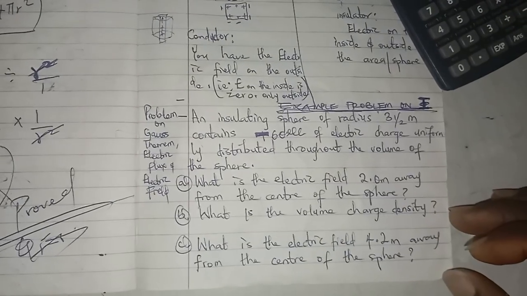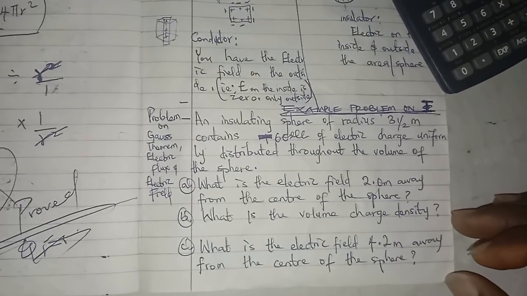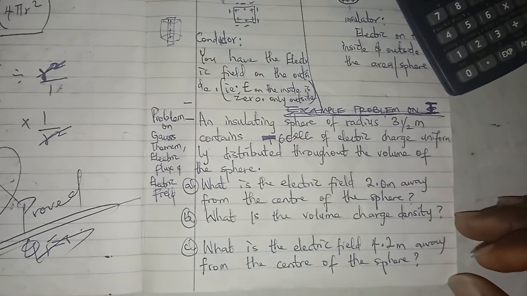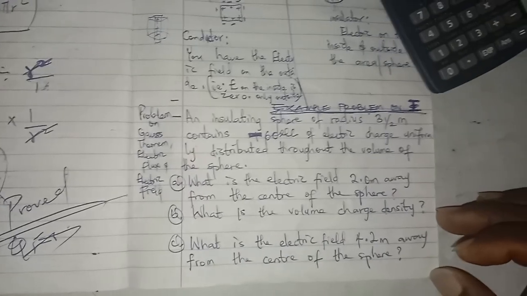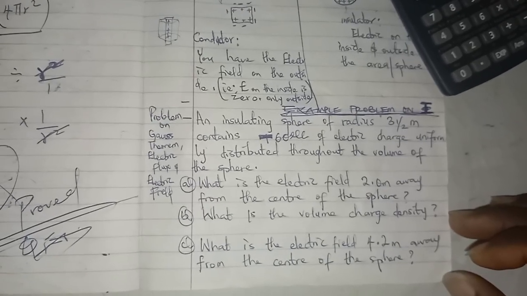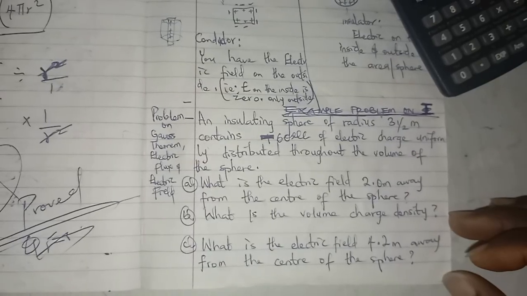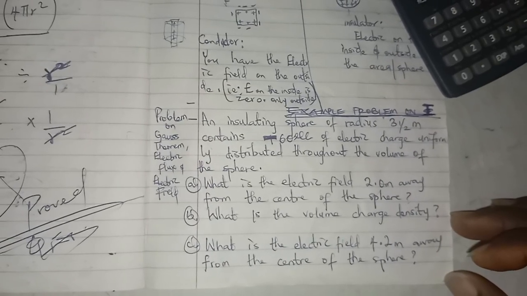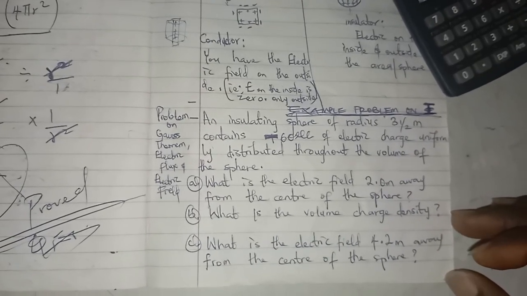So an insulating sphere of radius 3.5 meters contains minus 60 microcoulombs of electric charge, uniformly distributed throughout the volume of the sphere. A. What is the electric field 2 meters away from the center of the sphere? Let's draw this sphere.